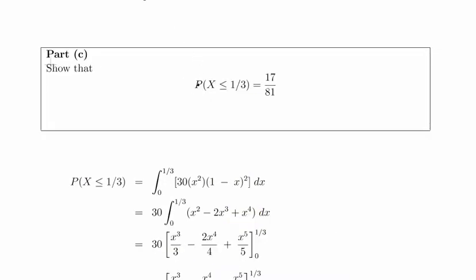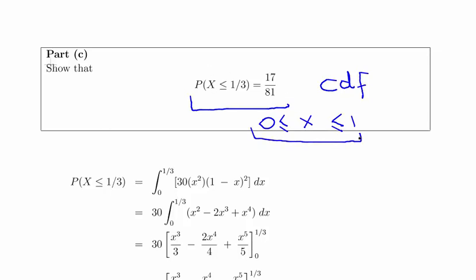So that's the last video there. In this one, we're going to pick it up here. The probability of x being less than or equal to 1/3, show that it is equal to 17 over 81. Essentially, what we have to do here is calculate the CDF. Remember that the range of values is between 0 and 1 for the entire range of x. So what we want to do is see what proportion falls between 0 and 1/3. So we're going to evaluate that.